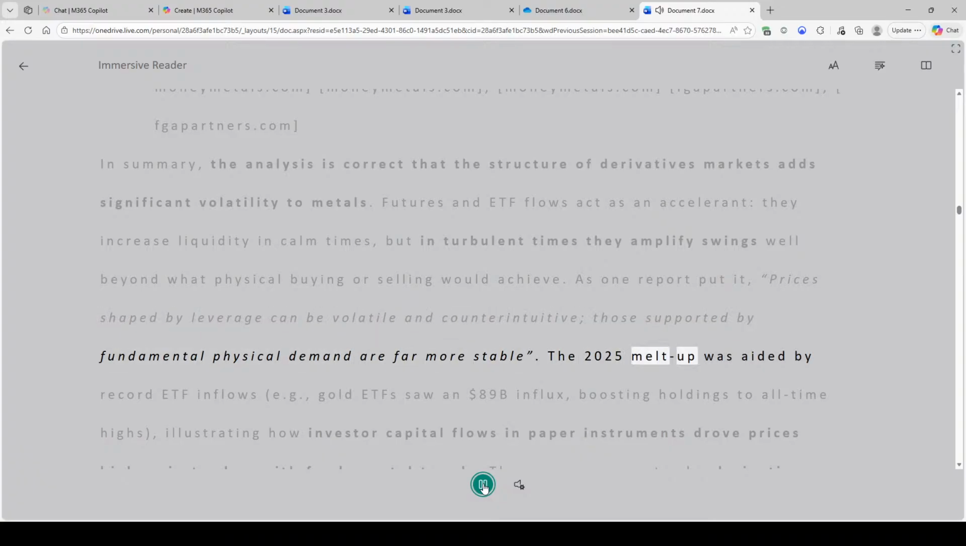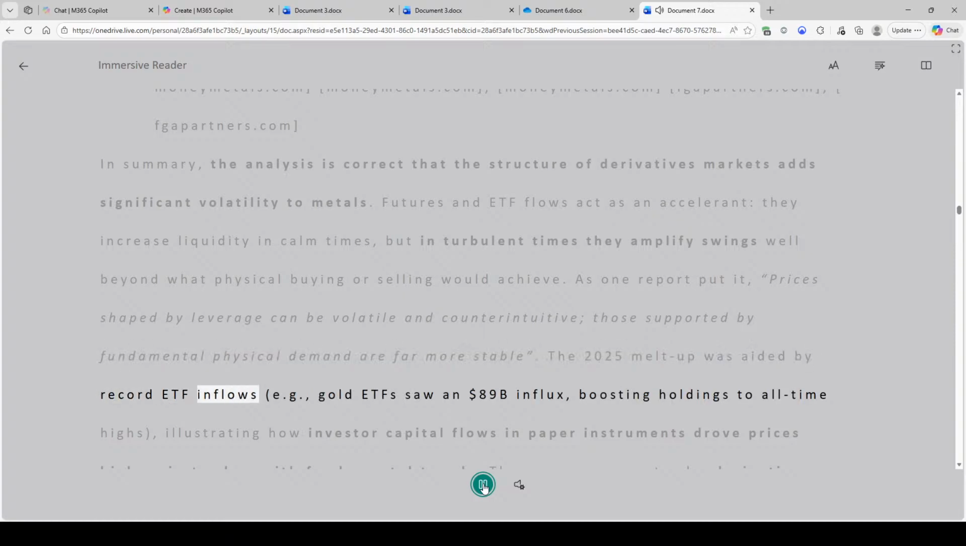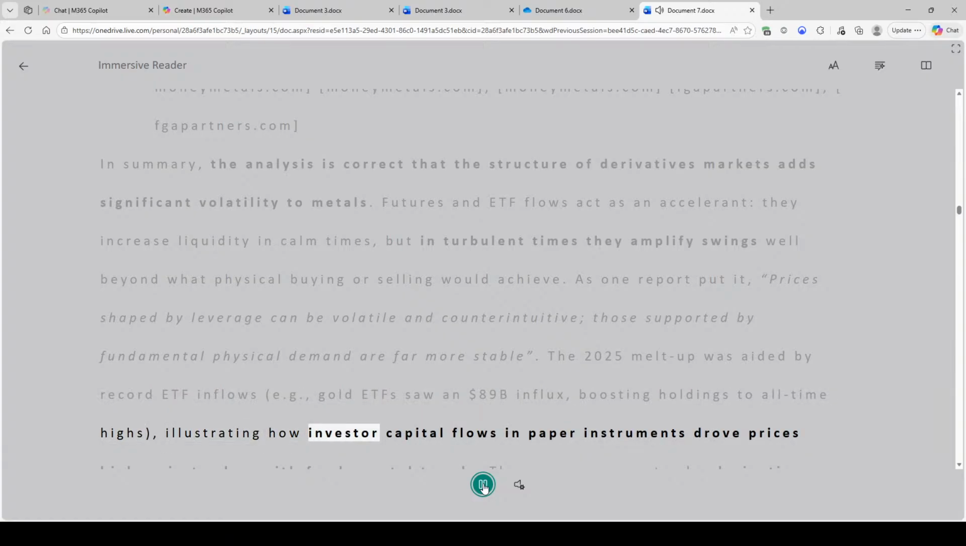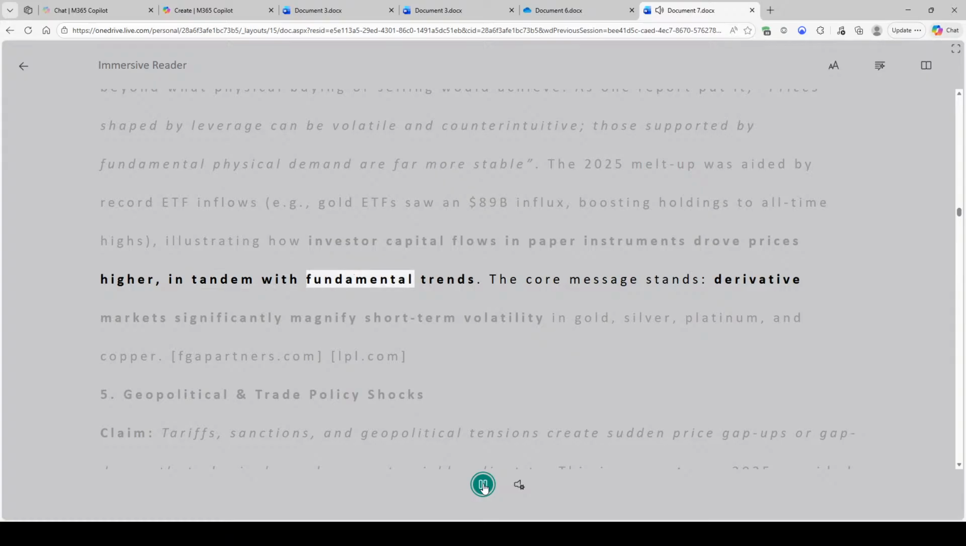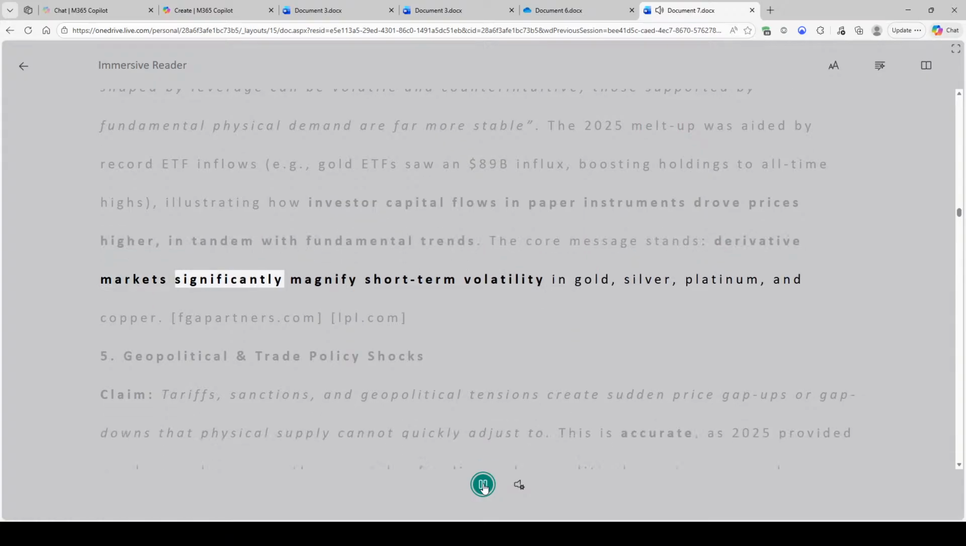The 2025 melt-up was aided by record ETF inflows, e.g., gold ETFs saw an $89 billion influx, boosting holdings to all-time highs, illustrating how investor capital flows in paper instruments drove prices higher, in tandem with fundamental trends. The core message stands: derivative markets significantly magnify short-term volatility in gold, silver, platinum, and copper.